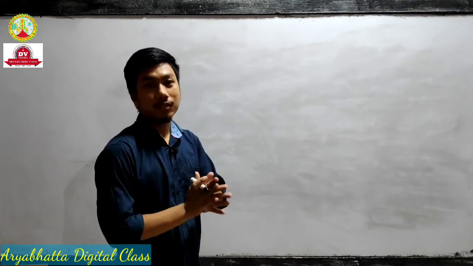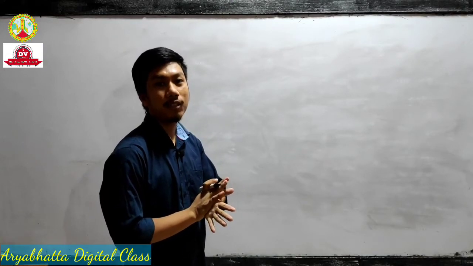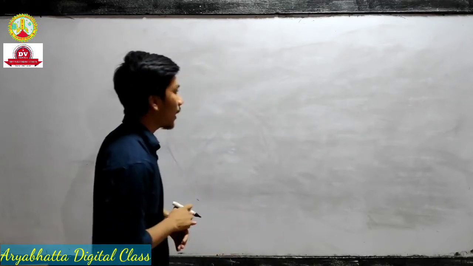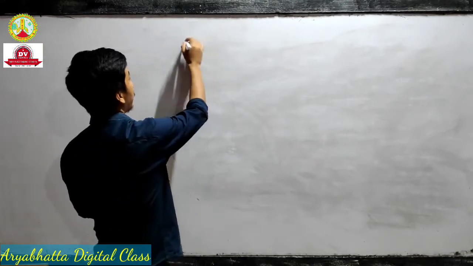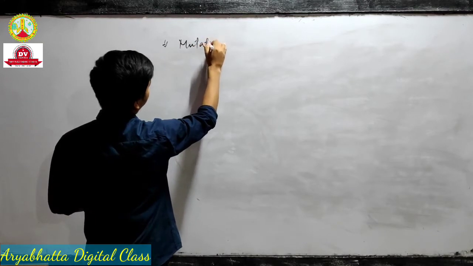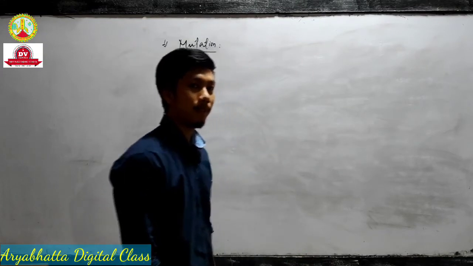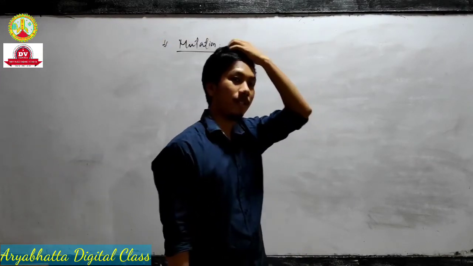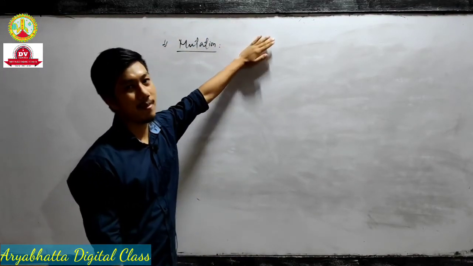So we are discussing the genetics part, right? Last class I completed pleiotropy. Today we will discuss the next topic, a new topic, mutation. Oh, we have completed polygenic inheritance, not pleiotropy. Remember, skin color we have discussed, right? So today we will discuss mutation.